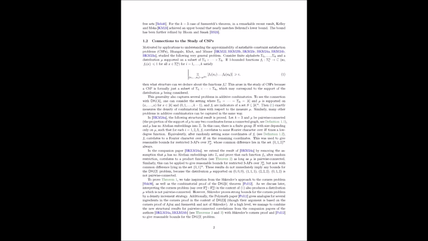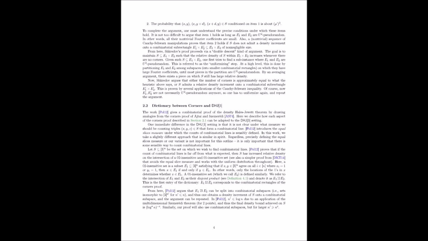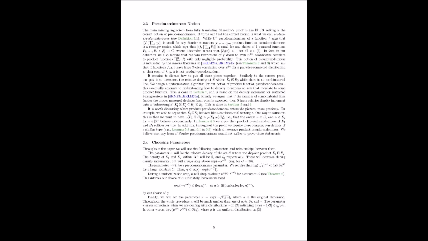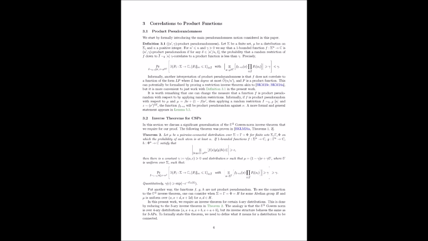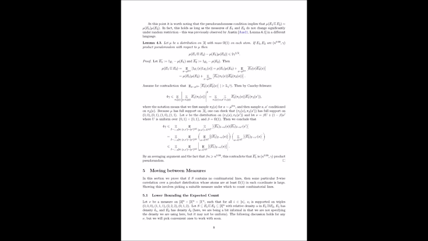And the authors draw inspiration from Shkredov's proof for the corners problem, where a similar density increment technique was used. Shkredov's approach relied on combinatorial rectangles, subsets of the grid with specific properties, and the process of finding denser substructures within them. So in the corners problem, you have rectangles within a grid. In DHJ3, the equivalent is something called disjoint products, right? These disjoint products are formed from sets that are sensitive to the symbol positions in your sequences. They play a similar role to the combinatorial rectangles. Analyzing their structure is crucial for understanding when you can guarantee a combinatorial line.